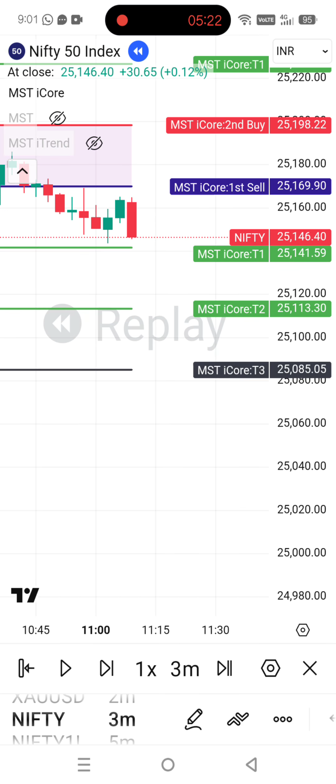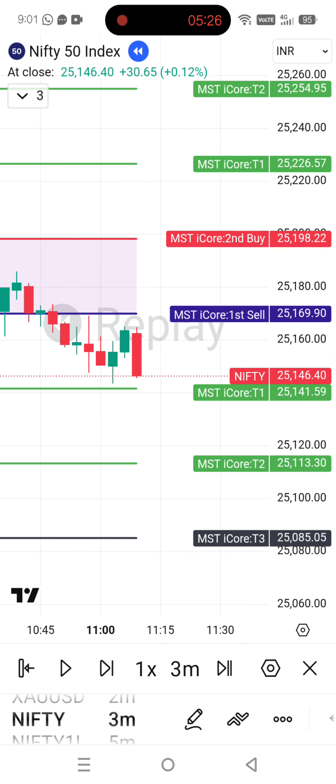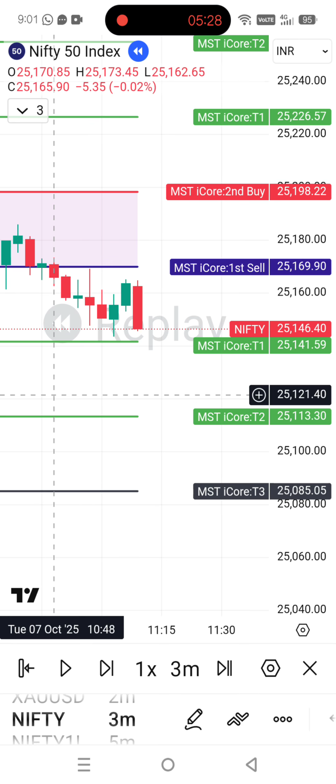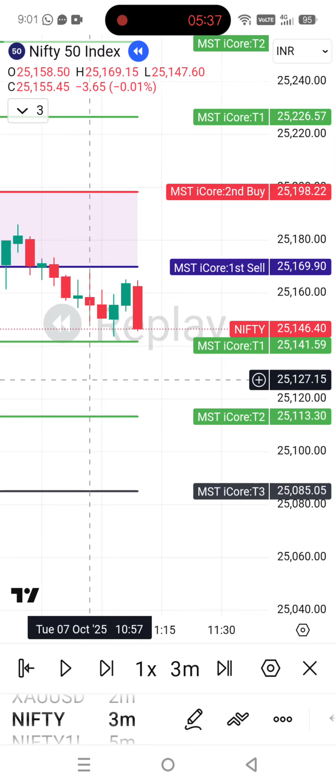Now I am keeping tiny 2 target, tiny 2 stop loss. See here, this candle closed below our zone and the low of that candle is broken. Now we can go for the sell entry in the retracement when it touches our sell zone again, or at the low of that candle or the closing price of that candle.